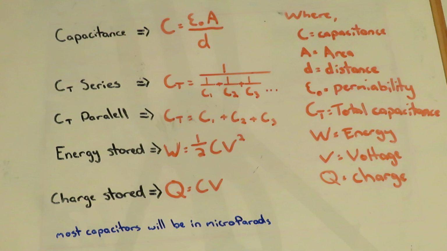To calculate the capacitance in a series circuit, the formula is given by 1 over (1 over the first capacitor plus 1 over the second capacitor, and so on). For parallel, it's simply the sum of the capacitors.